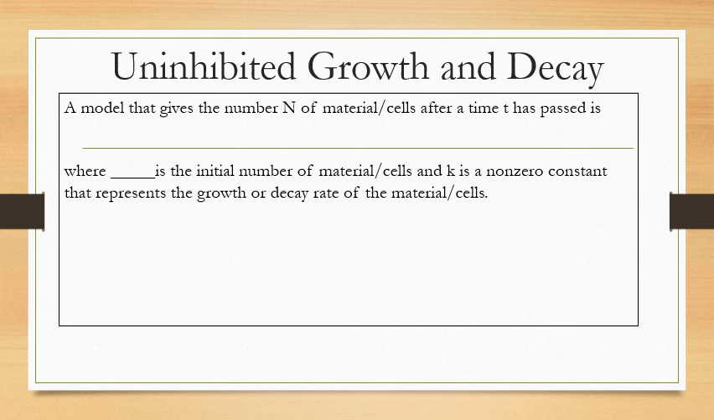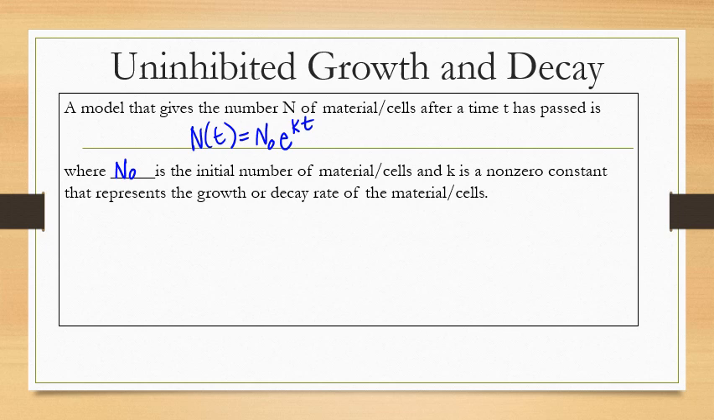All right, now let's switch some gears into uninhibited growth and decay. A model that gives the number n of materials or cells after a time t has passed is n of t equals n naught, that's what we call that, e to the kt, where n naught is the initial number, so it's the initial value of material or cells that are present, and k is a non-zero constant that represents the growth or decay rate of materials and cells.